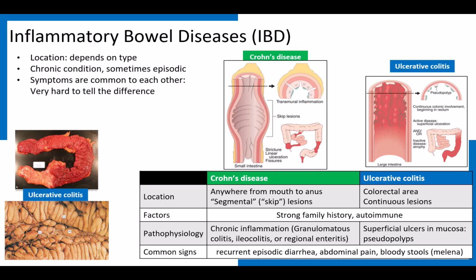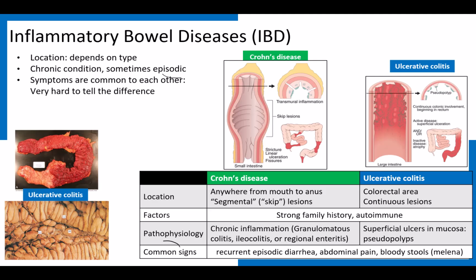Next, we're going to go on the other side of the stomach, so in the bowel. So I'm going to talk about two different conditions which kind of look similar, right? So the first one is Crohn's disease. So both these conditions, Crohn's disease and ulcerative colitis, are chronic conditions. Sometimes they have flare-ups, so it's episodic, so it's not constant. And the symptoms are very common to each other.